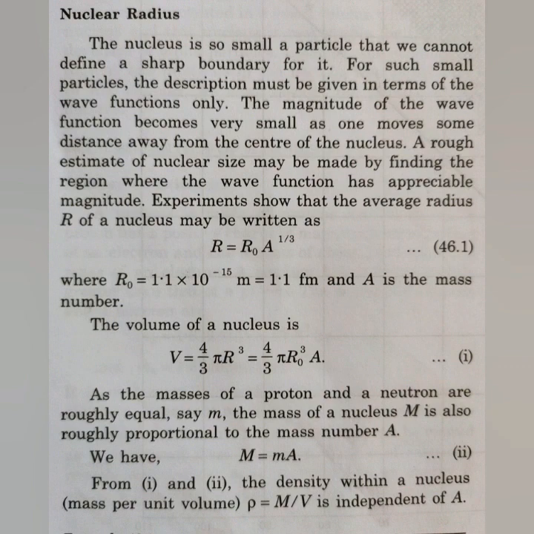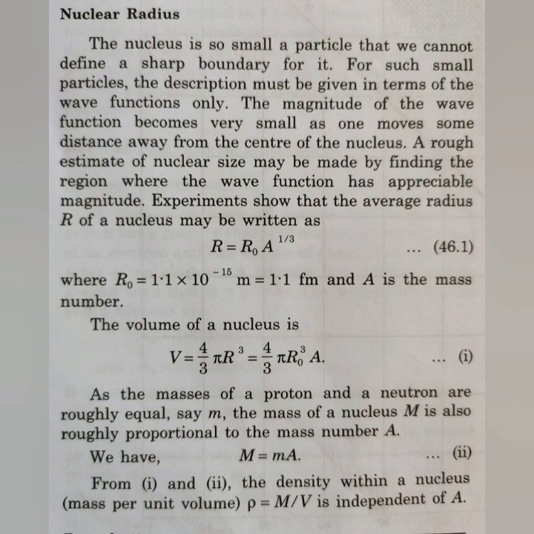We know the masses of proton and neutron are roughly equal. Let it be m, and the mass of the nucleus is also roughly proportional to the mass number A. Therefore, mass is directly proportional to A. That gives mass is equal to small m times A. Friends, if we know the volume and mass of a substance, we can find its density. So nuclear density rho is equal to m by V. When we divide mass by volume, we see A is cancelled out. So the density of the nucleus does not depend on A.